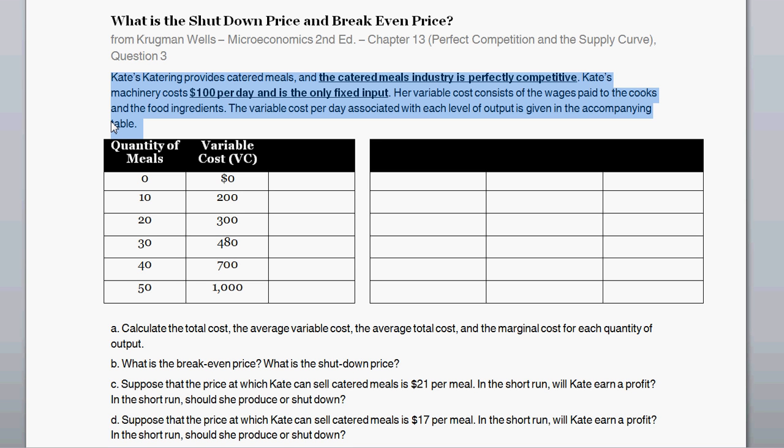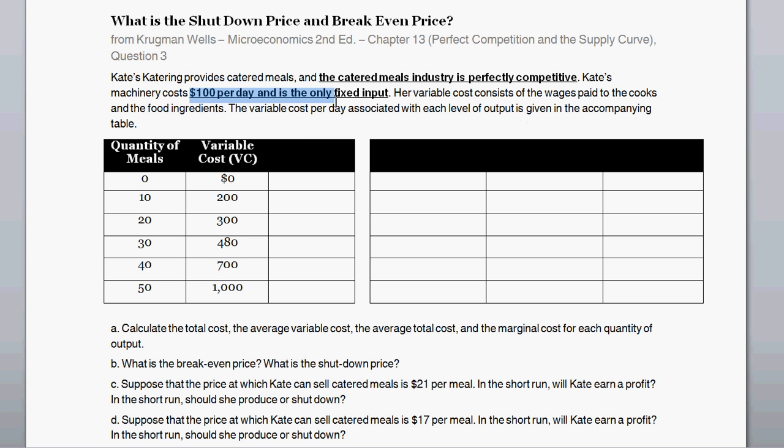Also, one assumption of a perfectly competitive industry is that the product that people produce is standardized and commoditized. So Kate's Catering can't really differentiate itself from other firms. They're all producing the exact same thing, which is a little bit unrealistic, but it's helpful to think about. Okay, so Kate's fixed cost is this.